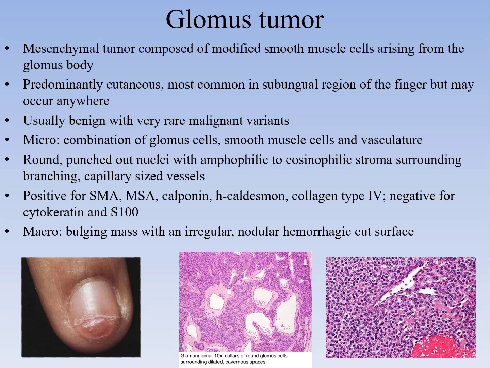Glomus tumor is a mesenchymal tumor composed of modified smooth muscle cells arising from the glomus body. It has a predominantly cutaneous location, mostly the subungual region of the finger, but may occur anywhere. Macroscopically, it looks like a bulging mass with an irregular nodular hemorrhagic cut surface. It's painful: if we press this tumor, the patient feels pain. Usually it's benign, with very rare malignant variants. Microscopically, we can see a combination of glomus cells, smooth muscle cells, and blood vessels. Glomus cells have round punched-out nuclei with amphophilic to eosinophilic stroma surrounding branching capillary-sized vessels.